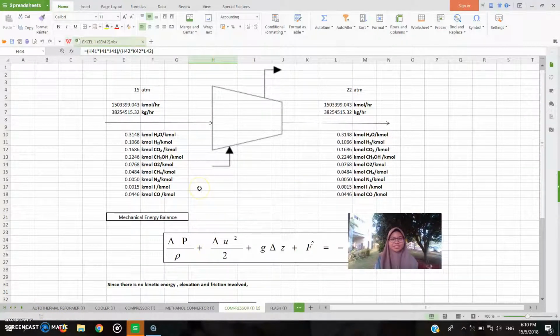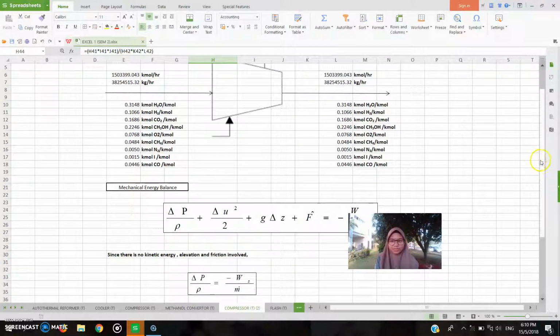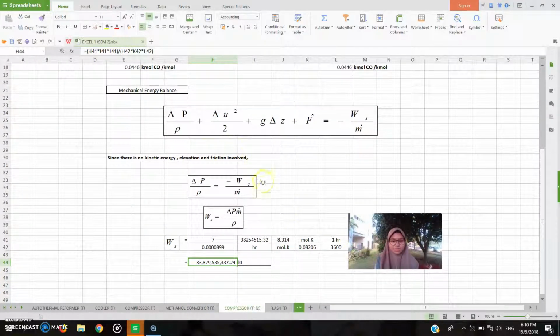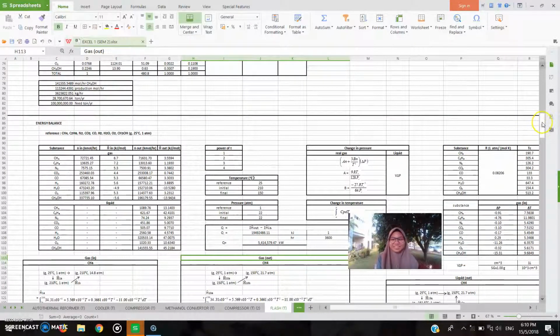Today I'm going to talk about the compressor. The function of this compressor is to increase the pressure, from 15 atm to 22 atm. In order to calculate the work shaft, which is the mechanical energy balance, we're going to use this formula. And then the work shaft is 83,829,535,337.24 kilojoules.